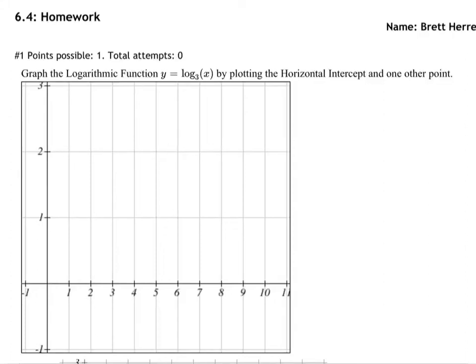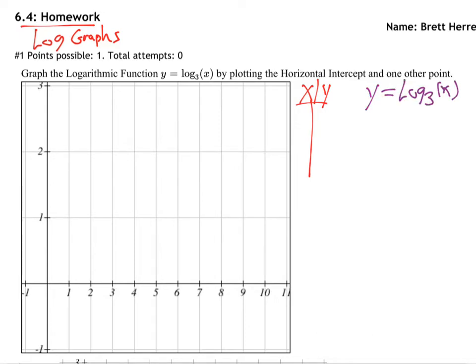Here's section 6.4, which is log graphs. So let's take a look here at how we're going to graph this first one. Okay, so to do this, let's make an XY chart. And I'm going to write the formula that we have. Y equals log base 3 of x.